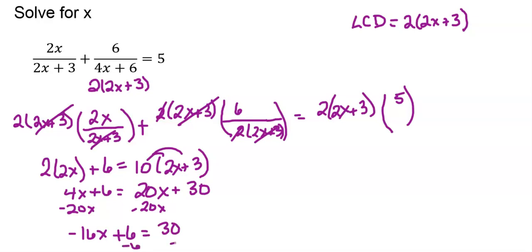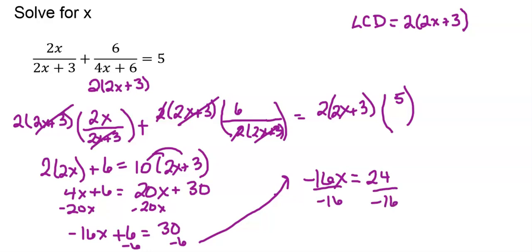Subtract the 6 from both sides. Bring it up here. That gives us negative 16x equals, let's see, 30 minus 6 is positive 24. And then divide both sides by that negative 16. So we get x equals, let's see, what divides into both 24 and negative 16? How about an 8? So 24 divided by 8 is 3, and negative 16 divided by 8 is negative 2, so we get negative 3/2.